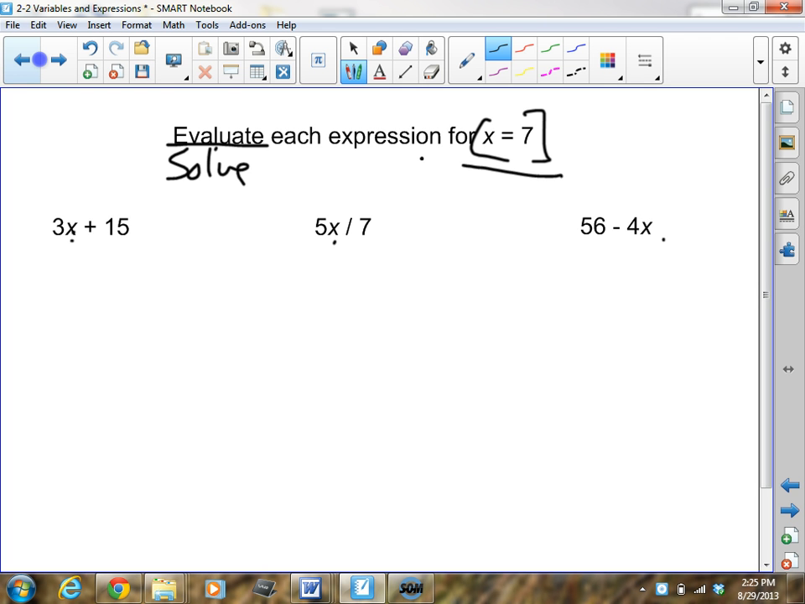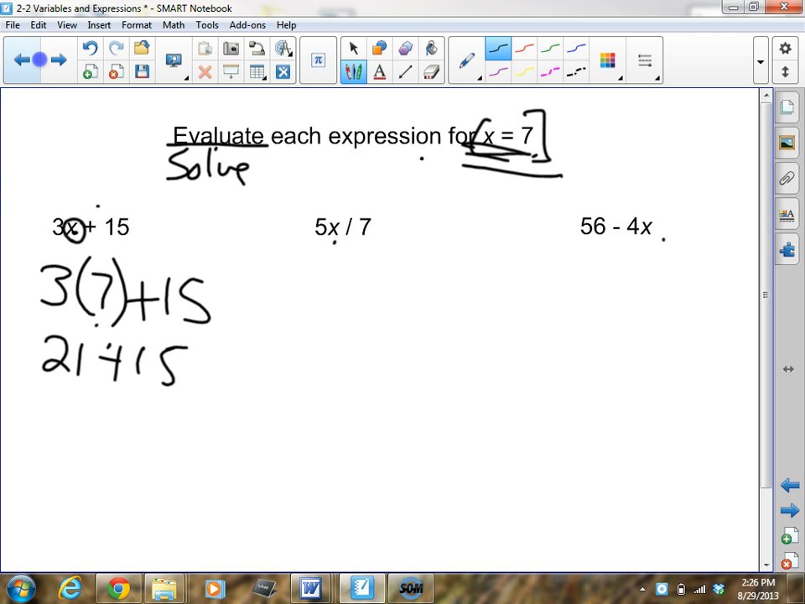I'm going to substitute, the word is substitute, this right here in for x. So it's going to look like this: 3 times 7, now remember I put parentheses there, it's the same thing as times, plus 15. So I use my x equals 7, I put it in there. 3 times 7 is going to be 21 plus 15. 21 plus 15 is going to be 36. And so my answer to this problem is 36.